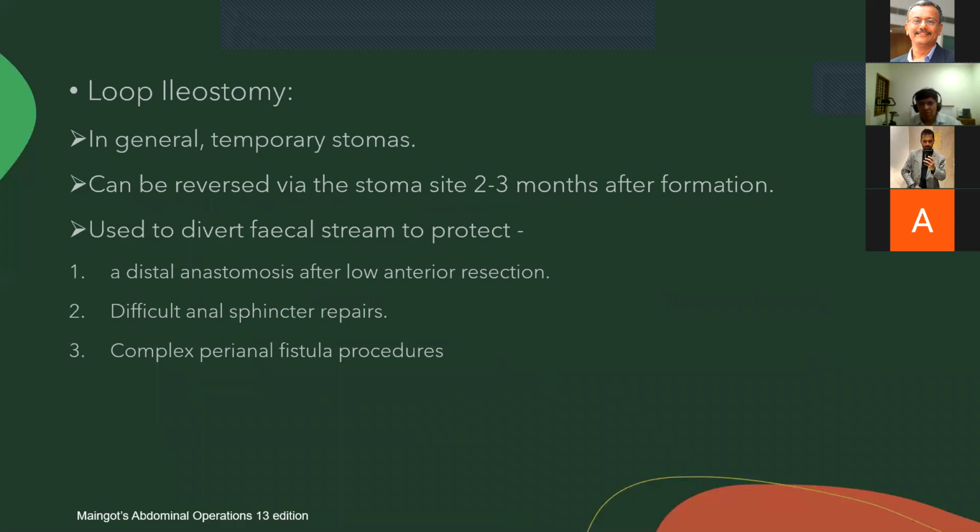In case of loop ileostomy, in general, it is a temporary stoma. It can be revised via the stoma site 2 to 3 months after the formation. Its main purpose is to divert the fecal stream for the purpose of protecting a distal anastomosis after a low anterior resection, or difficult anal sphincter repairs, or complex perianal fistula procedures.